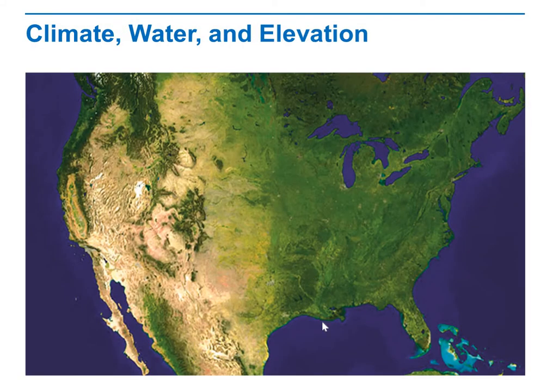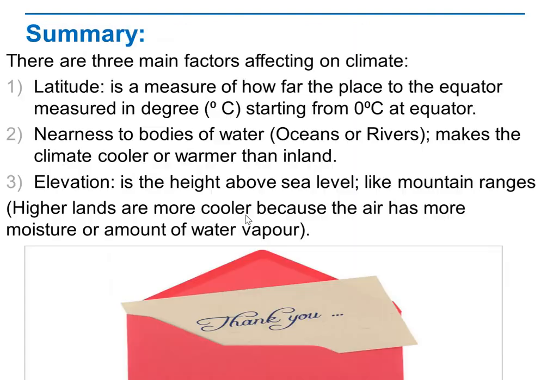Climate and elevation. Elevation means the height from the sea level. We can see here there are some places that have mountains. Some places are nearer to the ocean, the Pacific and the Atlantic Ocean. This is in North America.